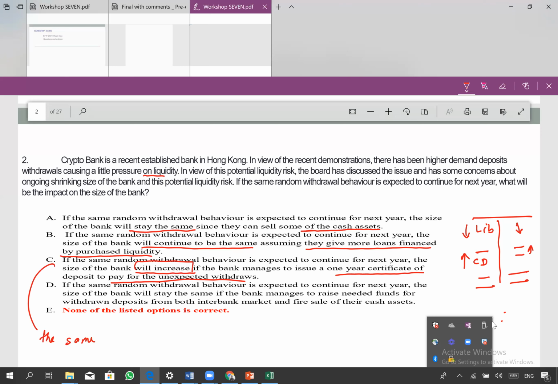Number four, if the same random withdrawal behavior is expected to continue for the next year, the size of the bank will stay the same. No, it will not stay the same. If the bank manages to raise needed funds for withdrawn deposits from both the interbank market and from sales. From the interbank market, fine. But from the sale of their cash assets, for example, if they are increasing sales of their cash assets, then that will decrease, even if it is 90%. This is the problem with this statement.